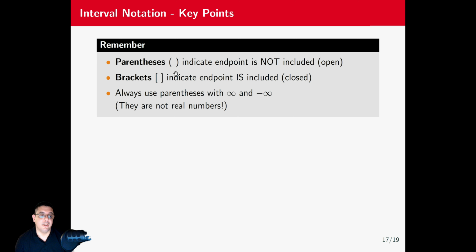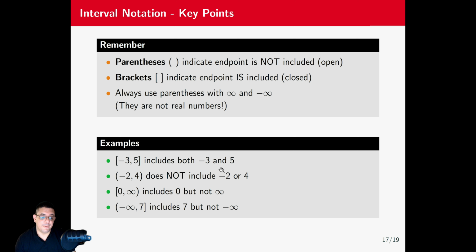Okay, remember here that the parenthesis means that the endpoint is not included. The bracket means that the endpoint is included. And always use parentheses with infinity and minus infinity because they're not real numbers, and we're never really touching infinity. Now, some examples of this: the closed interval from minus 3 to 5, that includes both minus 3 and 5. Minus 2 to 4 open, which is not going to include minus 2 or 4 either. 0 to infinity, that includes 0 but not infinity. And minus infinity to 7 closed, which includes 7 but not minus infinity.